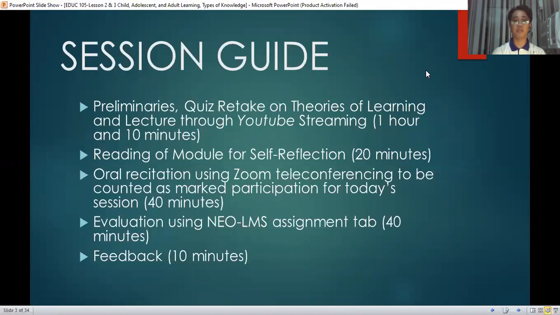And after the 20-minute reading of module, we are going to have our discussion, and this will be accomplished through the oral recitation using Zoom teleconferencing. So I hope that everybody will take part in this discussion. Whatever questions or activities you see in your module, it's the same question that we are going to raise during the oral recitation. That's for 40 minutes. And then afterwards, we are going to have the evaluation using the NEO LMS assignment tab. That's for 40 minutes. And the remaining 10 minutes will be used for feedback.